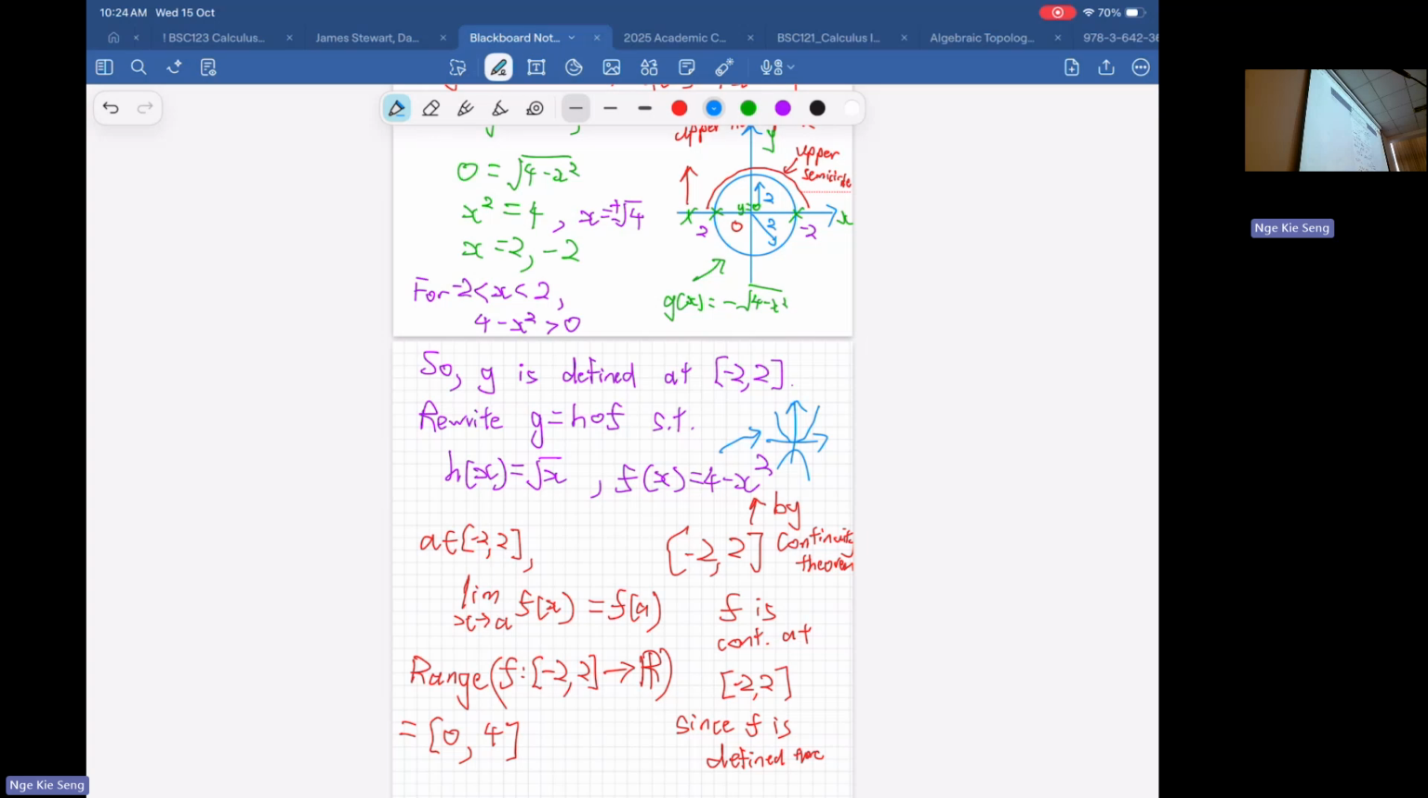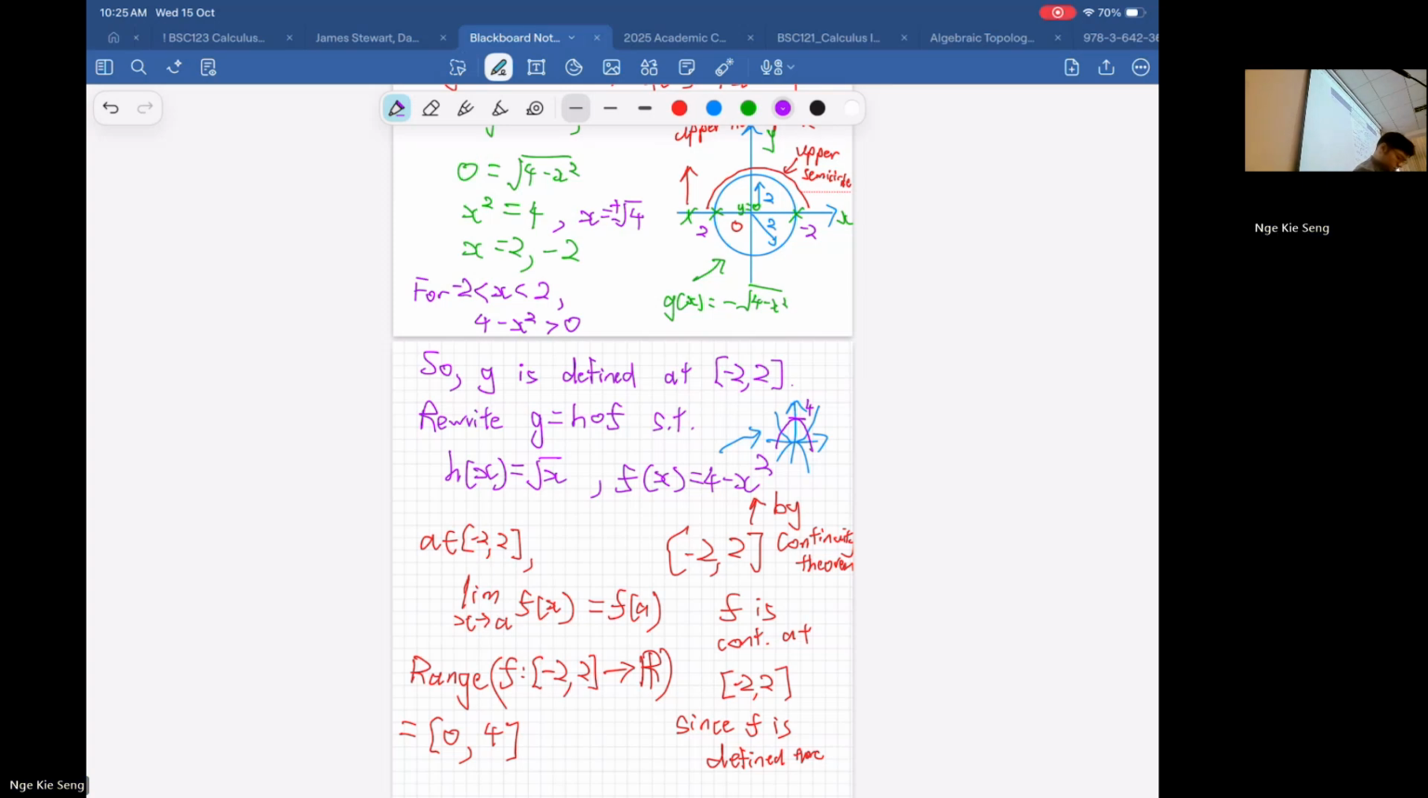But what happened? You go to plus 4. What does plus 4 mean? You need to move the whole graph up by 4. So let's move it up like this. So now the domain we only restrict to -2 to 2.